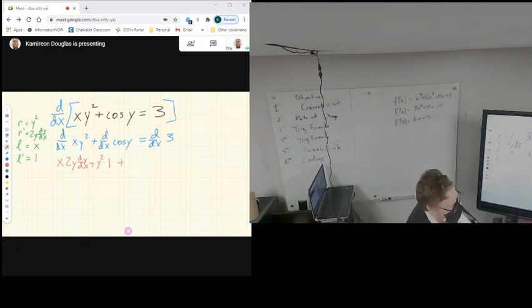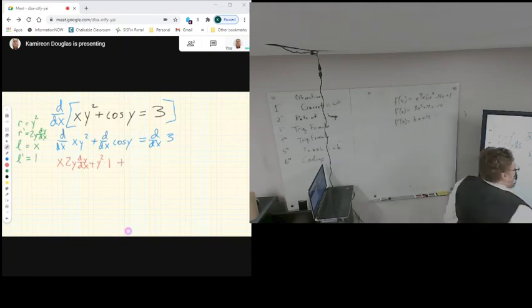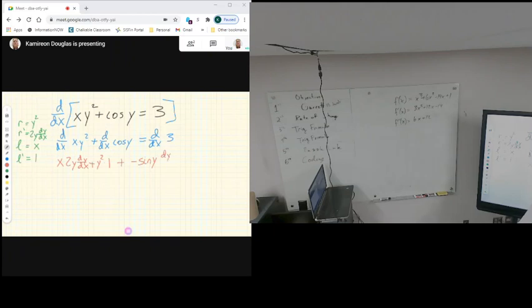Nope. You think the tangent. Sine y dy/dx. Negative sine y dy/dx is beautiful. Derivative of cosine is negative sine. The inside stays the same. Since there's something inside of it, I take the chain rule. Derivative of y is y prime, or dy/dx.